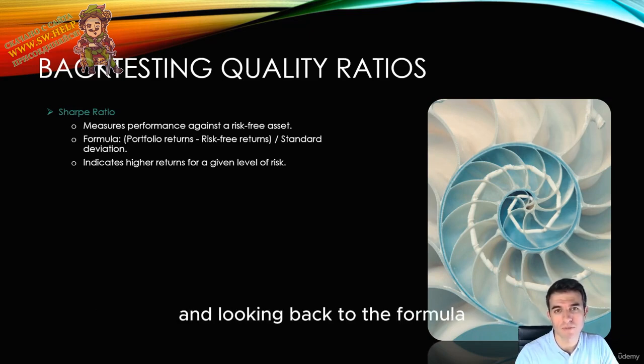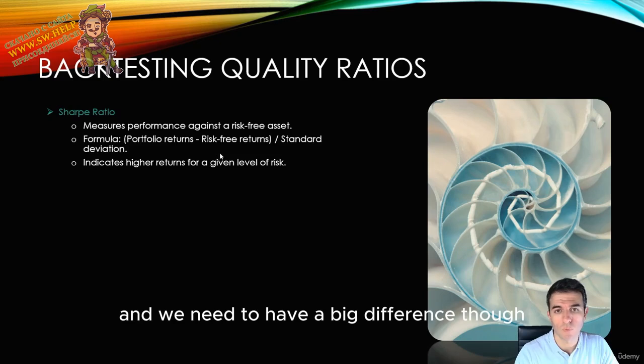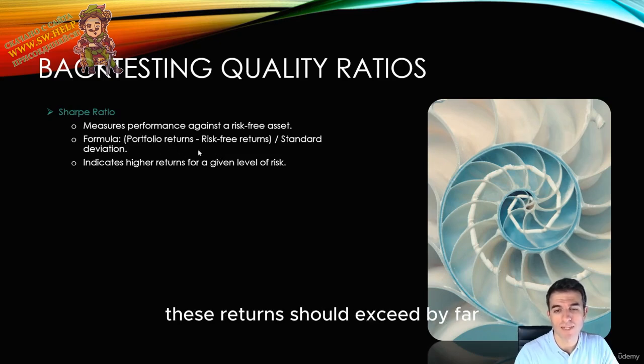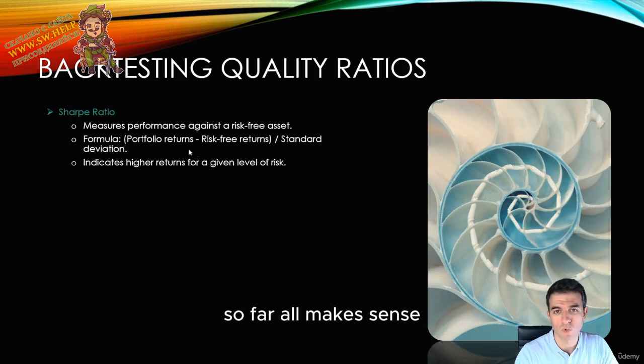And looking back to the formula, to have a high Sharpe ratio, we need to have high portfolio returns. So obviously our strategy should have high returns, which makes sense. And we need to have a big difference. So these returns should exceed by far the risk-free returns. So we need to perform better than a baseline. So far, all makes sense.